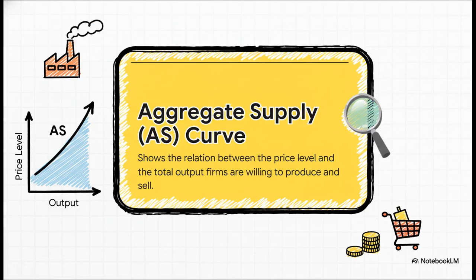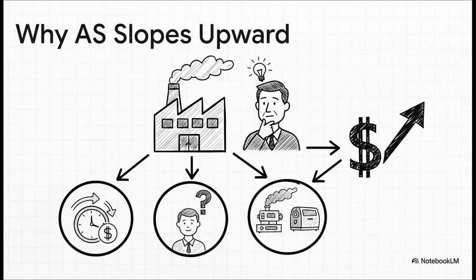This shows us the total amount of output the entire economy is willing and able to produce at different price levels. And you'll notice right away, unlike the demand curve, this one slopes upward. And there's a really good practical reason for that. Just put yourself in the shoes of a business owner for a second. If you want to seriously ramp up production, what do you have to do? Well, you probably have to pay your best workers overtime. Maybe you have to hire some new folks who aren't as experienced. You might even have to fire up that old, inefficient piece of machinery you keep in the back. All of those things mean it costs you more to make each extra item. So to make it worth their while, firms need the promise of a higher selling price to justify producing more.